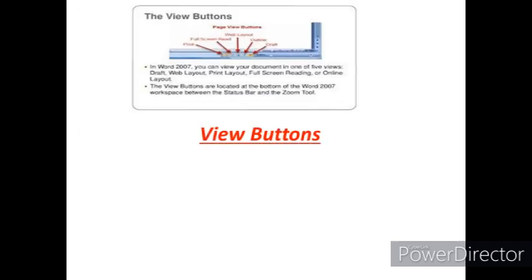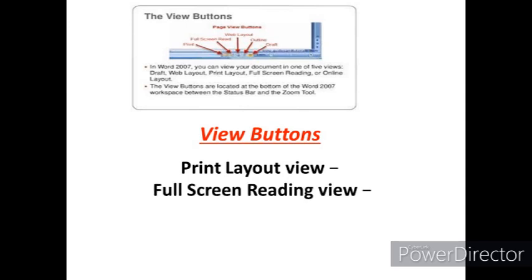MS Word provides 5 different types of view. First is print layout view. This displays the pages exactly as they will appear when printed. Next is full screen reading view. It gives a full screen view. Next is web layout view. It shows how the document appears when viewed in a web browser like Internet Explorer.